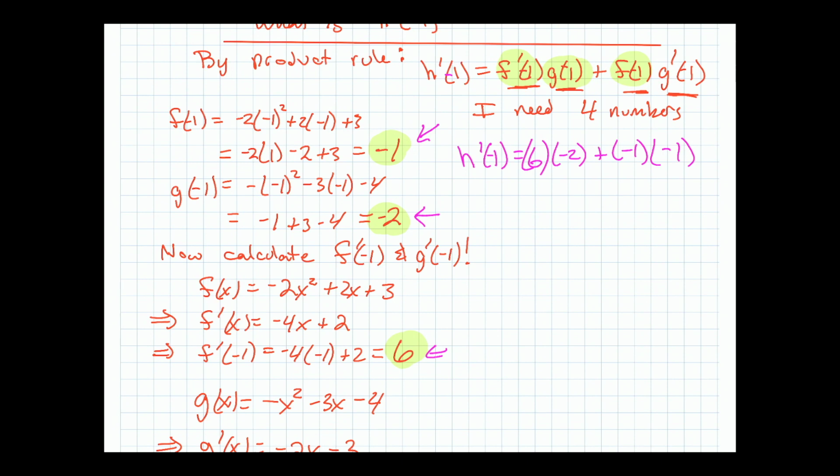Negative 1. So what do I get? I get 6 times negative 2 is negative 12 plus 1. So negative 11 it looks like. Negative 11. It's a number. Type that in, hit submit. Got it right. I'm a genius.